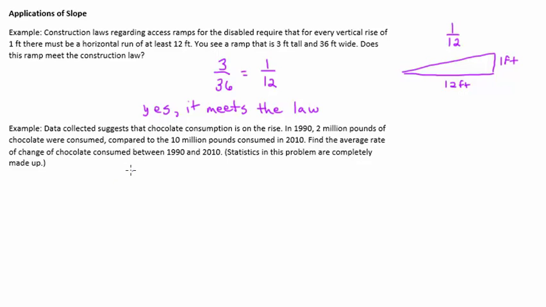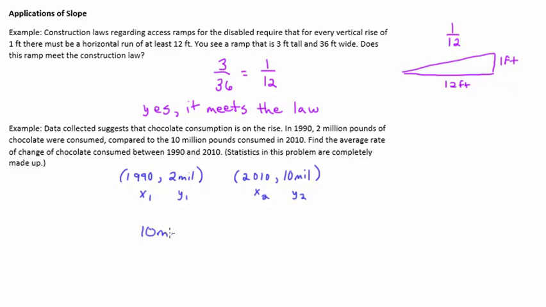So if you think about it, they're telling us about 2 points. In 1990, we consumed 2 million. And in 2010, we consumed 10 million. And so we want the average rate of change, which is the same as the slope. So we do the slope formula. We label these x1, y1, x2, y2. It is important that the second point is the point later on in time.